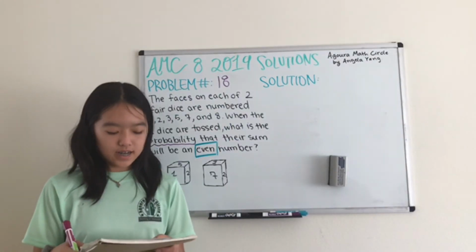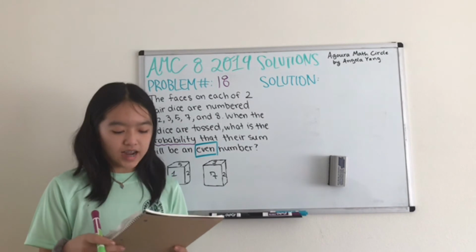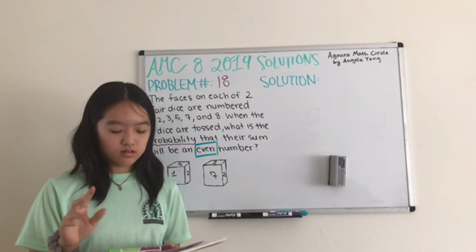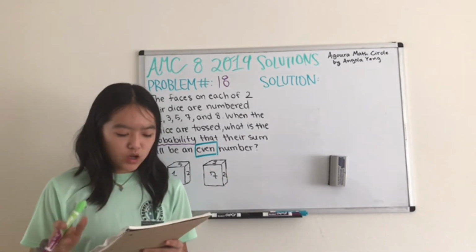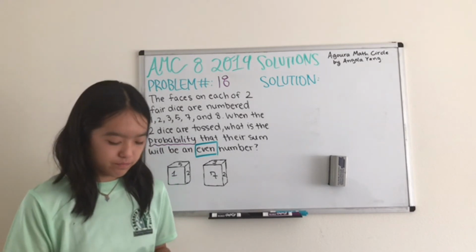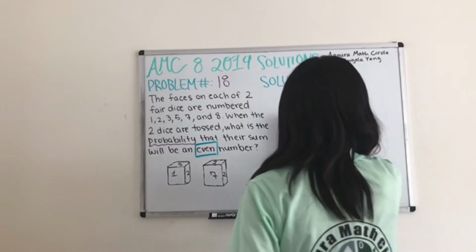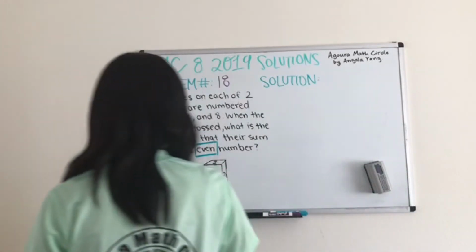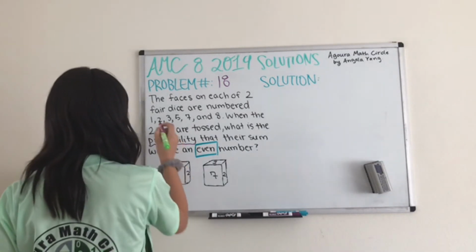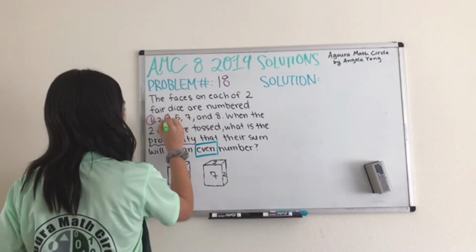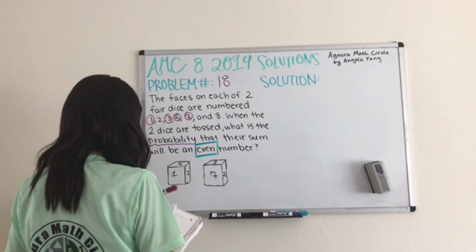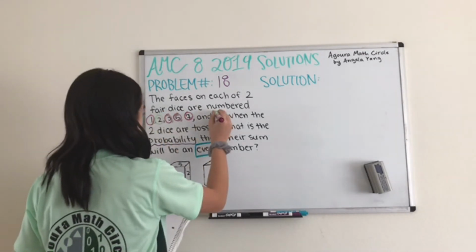Problem number 18 states, the faces on each of the 2 fair dice are numbered 1, 2, 3, 5, 7, and 8. When the 2 dice are tossed, what is the probability that their sum will be an even number? So to solve this, we can first see that in this there are 4 odd numbers and 2 even numbers. So 4 odd numbers I'll circle in purple. That's 1, 3, 5, and 7. And then 2 even numbers, which are 2 and 8.